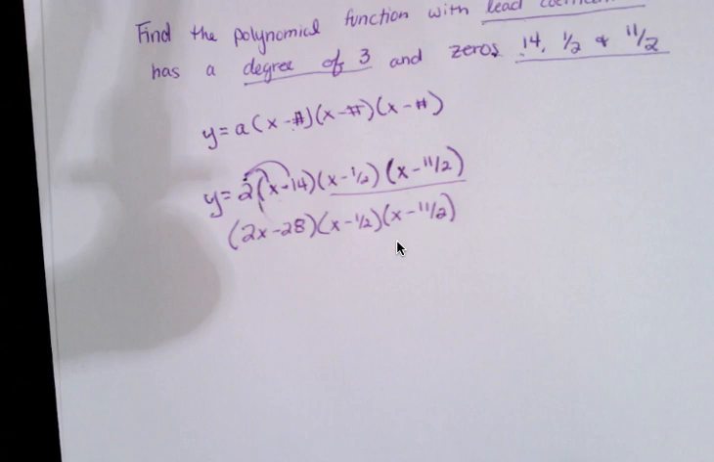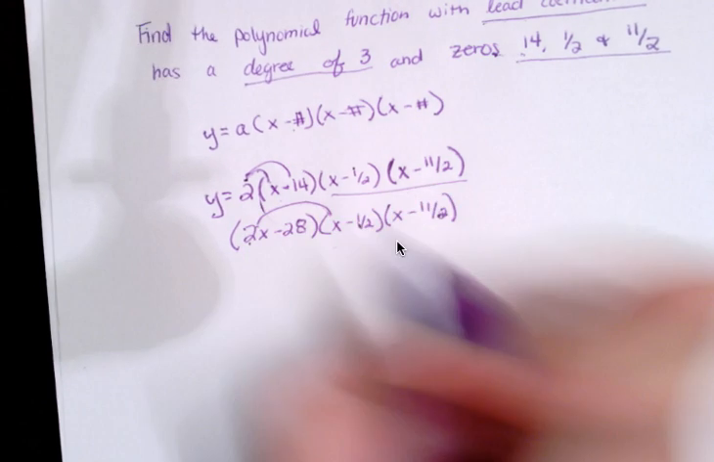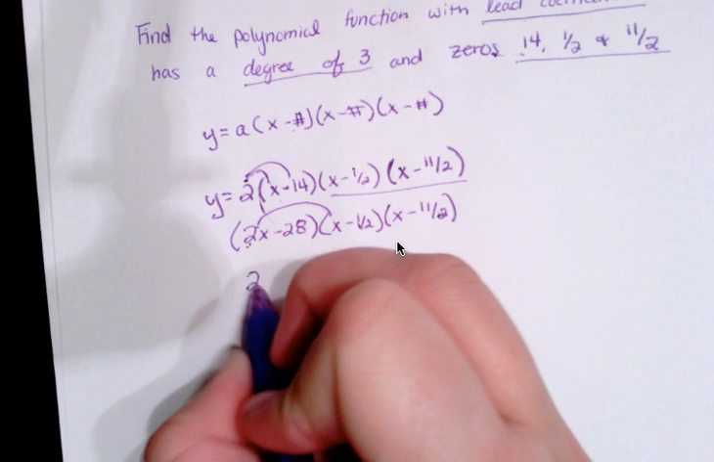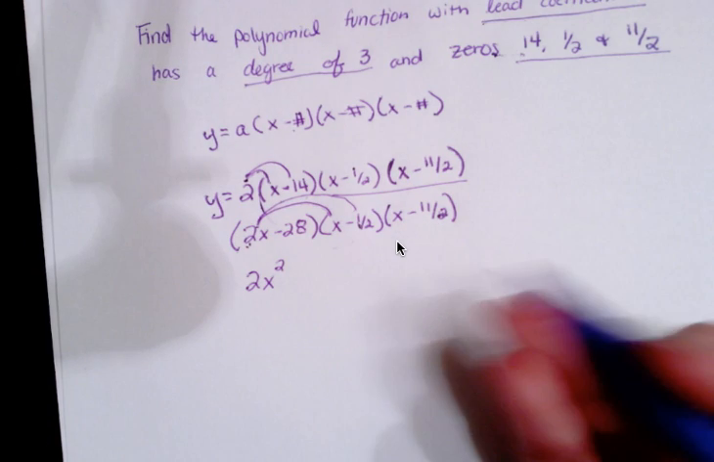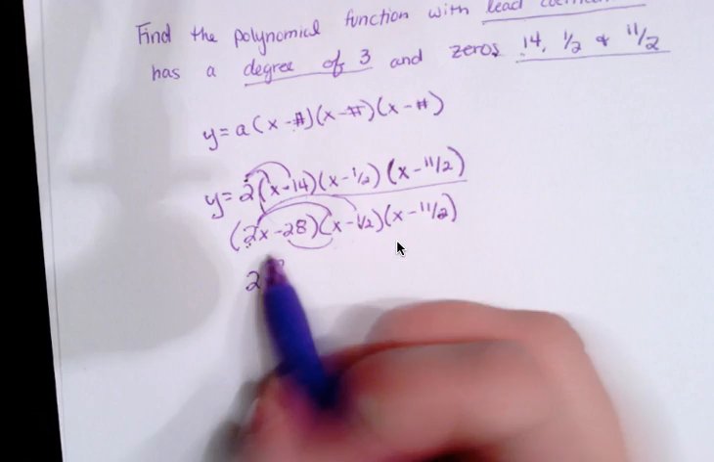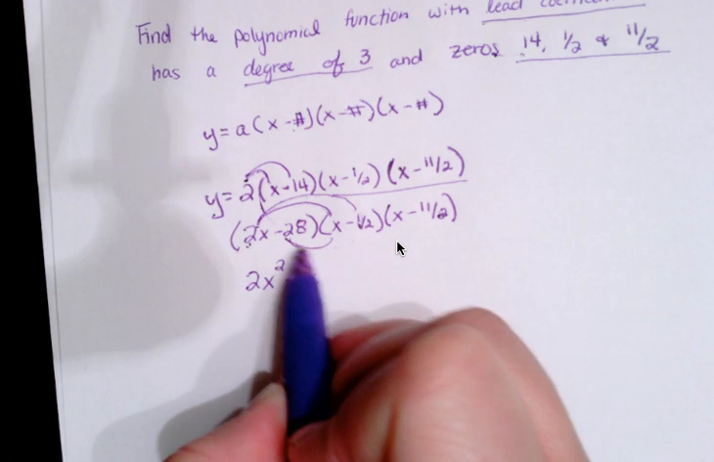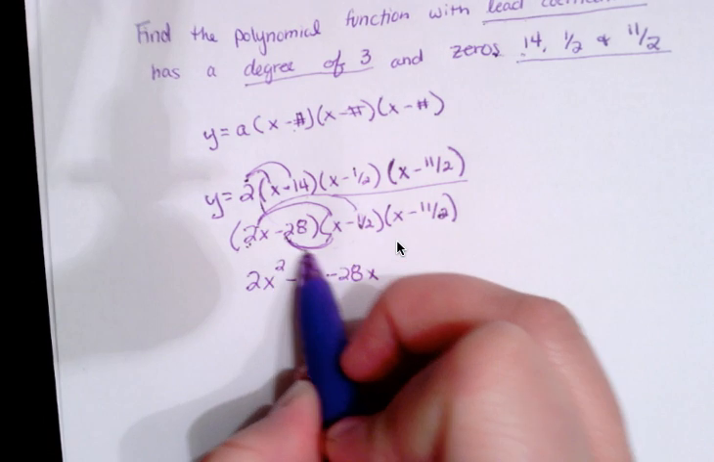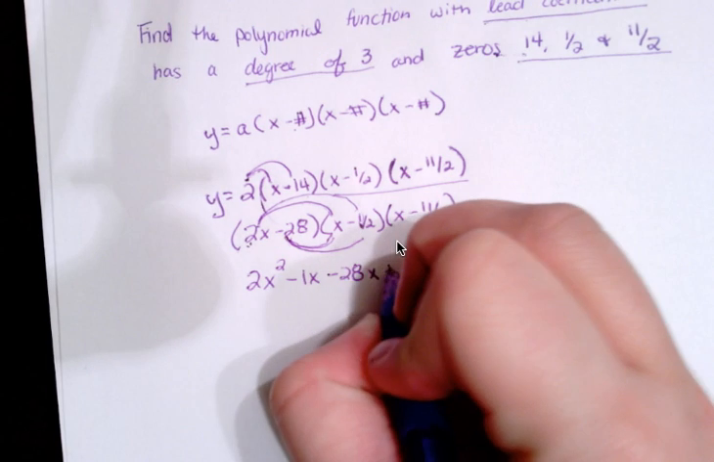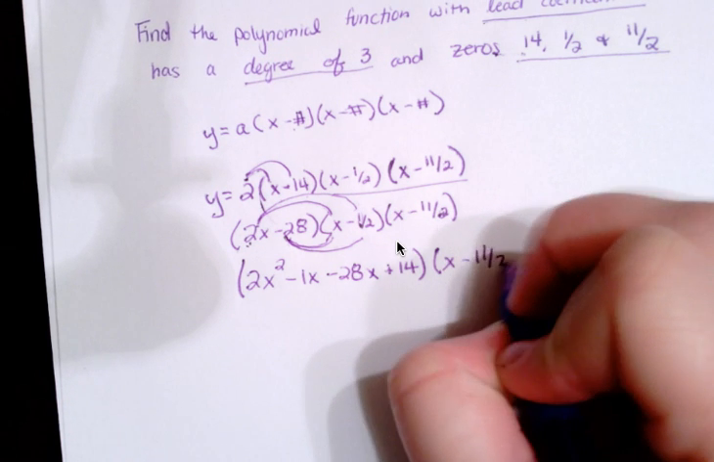Now the order we multiply in doesn't matter, so I'm just going to keep going left to right. So now I'm going to do 2x minus 28 times x minus 1/2. So if we FOIL that out, we get 2x times x is 2x squared. 2x times negative 1/2 was minus 1x. Negative 28 times x was negative 28x. And negative 28 times negative 1/2 becomes a positive 14. And then all that's still times x minus 11 over 2.